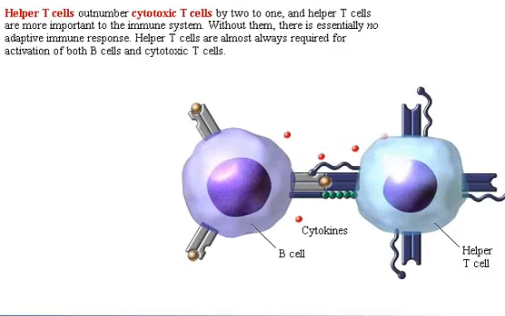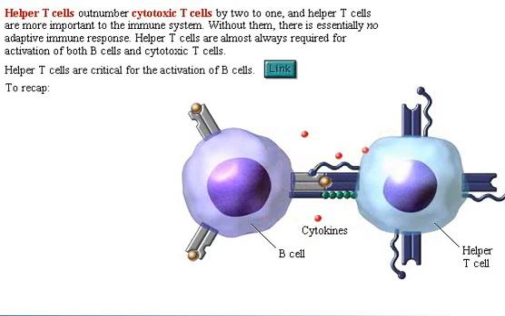Despite what you might think, cytotoxic T cells are not the most important T cells. In fact, helper T cells, which outnumber cytotoxic T cells by 2 to 1, are more important to the immune system, since without them, there is essentially no adaptive immune response. Helper T cells are almost always required for activation of both B cells and cytotoxic T cells.